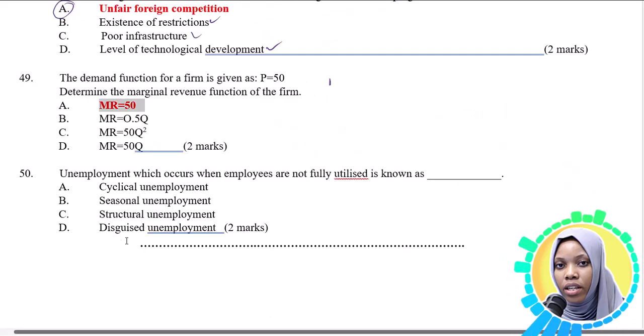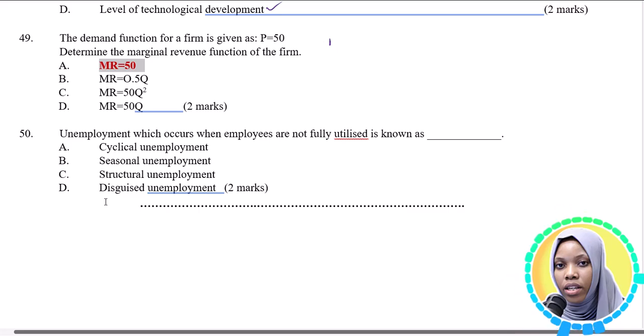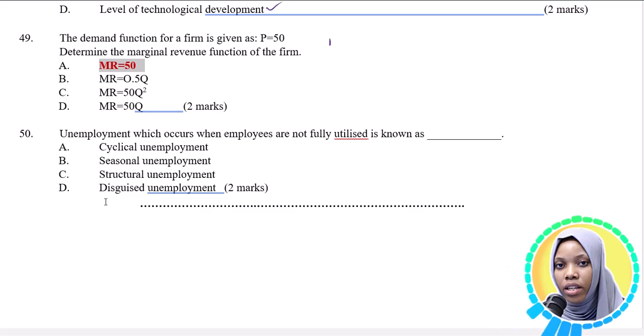Yes. Now let's move to our last question, question 50. It reads, unemployment which occurs when employees are not fully utilized is known as, choice A, cyclical unemployment. Choice B, seasonal unemployment. Choice C, structural unemployment. Choice D, disguised unemployment.